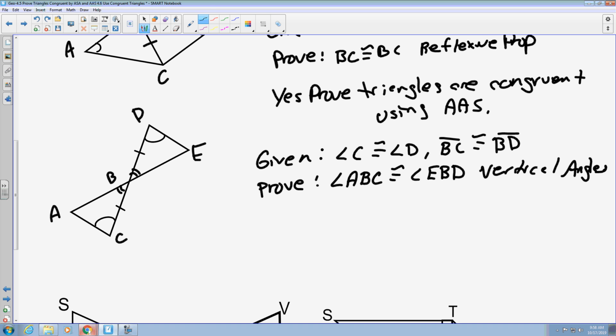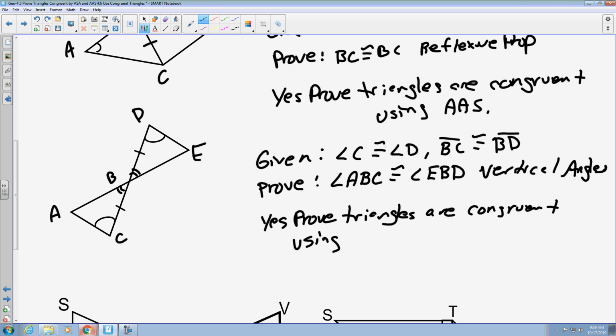So I have two sets of congruent angles. I have one congruent side. That congruent side just so happens to be in between those congruent angles. So yes, I can prove these triangles are congruent using the theorem with angle, side, angle.